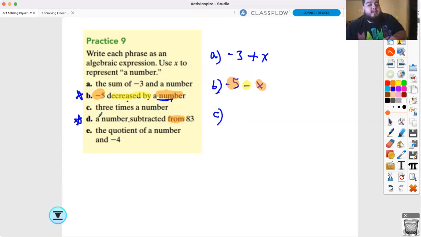So let's look at C, 3 times the number. I'm just going to write it because someone already shared it earlier. It's the same thing as 3x. What about D now? A number subtracted from 83.